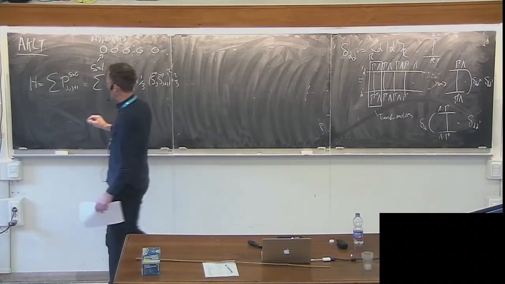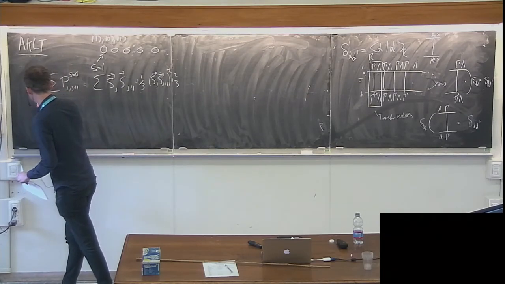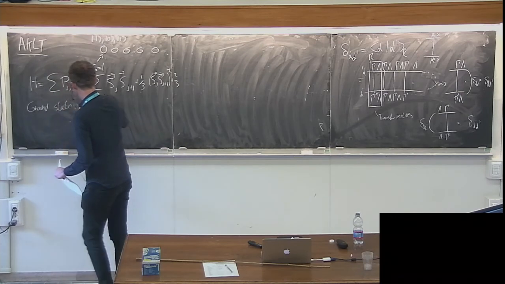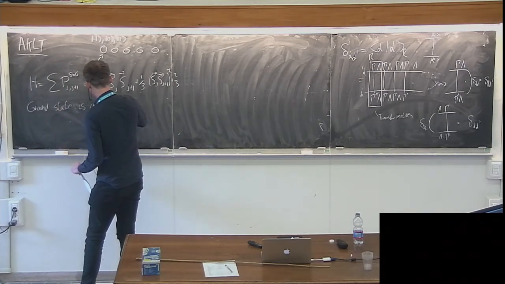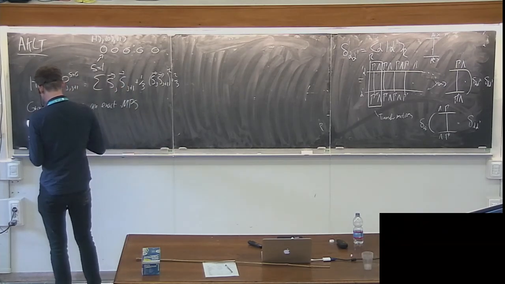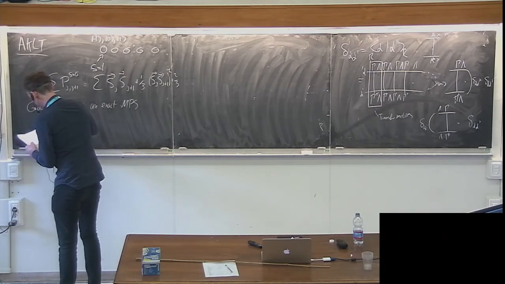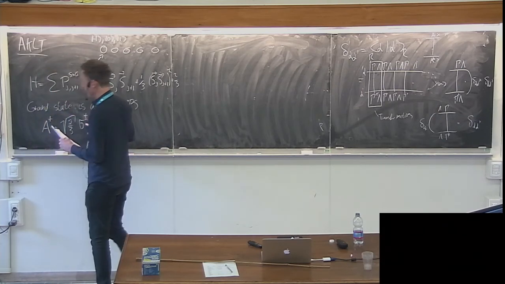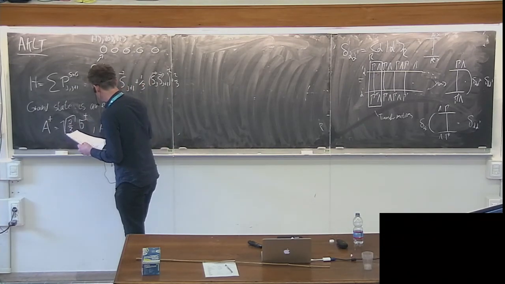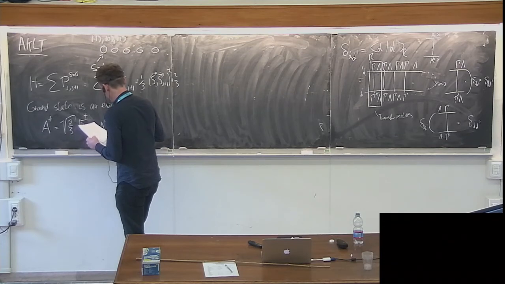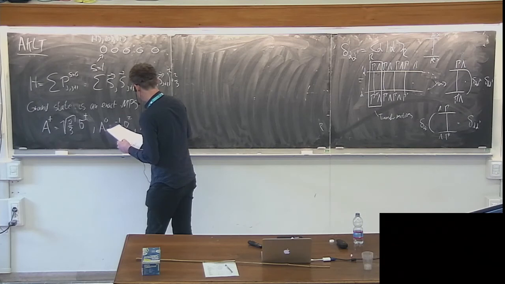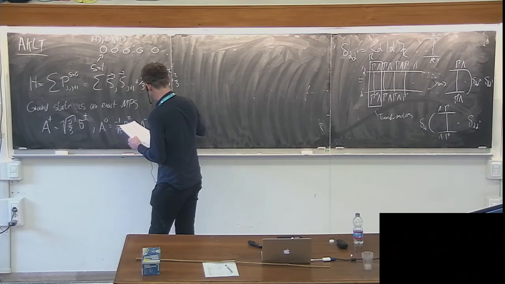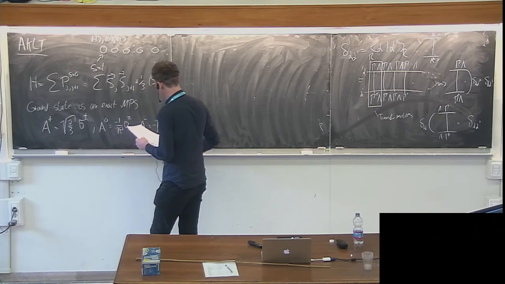Now we can actually express this ground state exactly as a matrix product state. So the ground state is an exact MPS, and the matrices are then given by A plus is square root of 3/2 times sigma plus. So this is a Pauli matrix plus, and A naught is equal to minus 1/3 times sigma z, and A minus is given by minus square root of 3 times sigma minus.